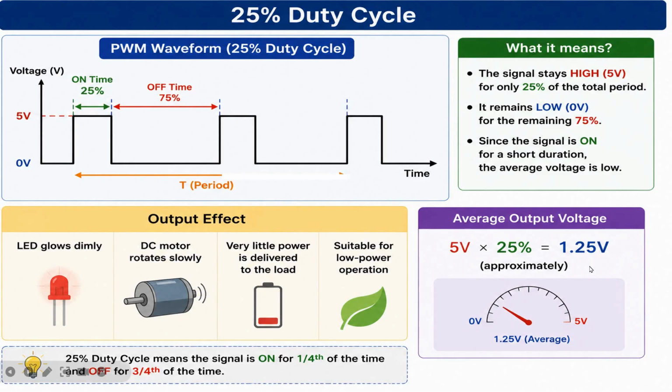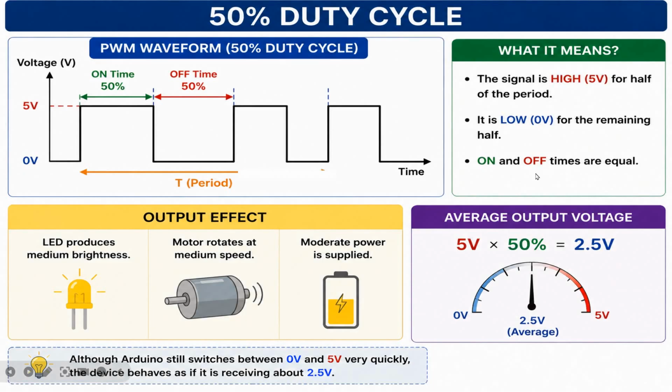Here is the average output calculation. How will you calculate the average output voltage? The high voltage is 5 volt. Okay, 5 volt into 25% duty cycle is equal to approximately 1.25 volt. So this will be the average voltage for the 25% duty cycle.